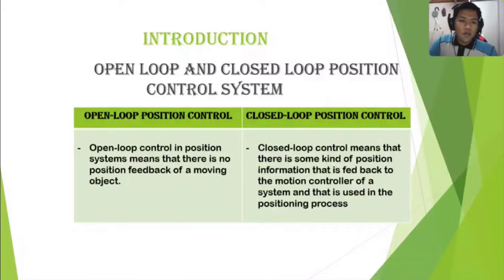For this lab, open loop position control means that there is no position feedback of a moving object, while closed loop position control means that there is some kind of position information that is fed back to the motion controller of a system and used in the positioning process.